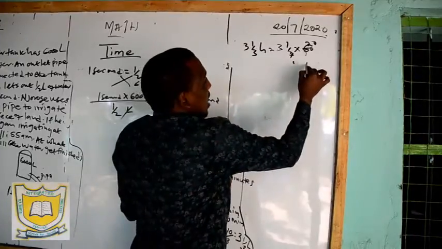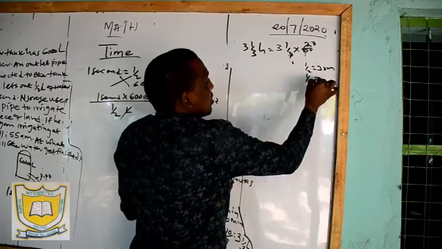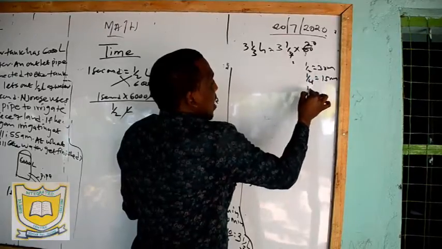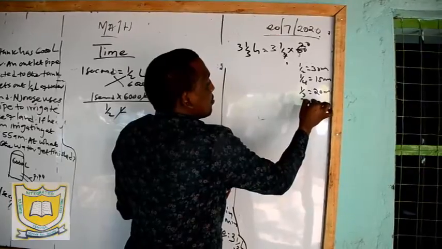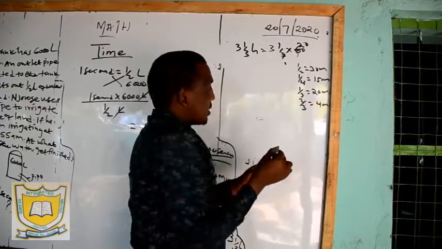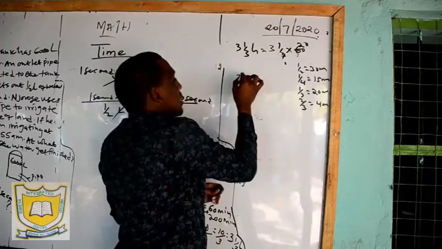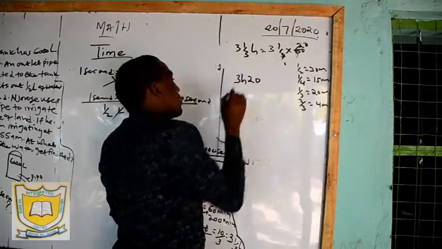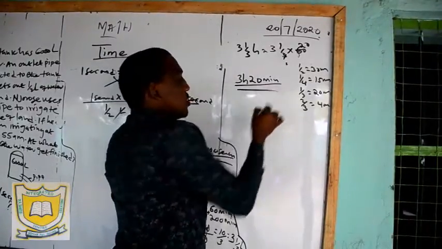So I said earlier, a half, 30 minutes. A quarter, 15 minutes. A third, 20 minutes. Two-thirds, 40 minutes. You should know those times 60. So here will become now 3:20. So 3 hours and 20 minutes. That is the time it took now.